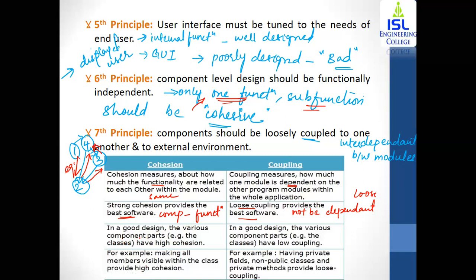In a good design, the various component parts, for example the different classes, have high cohesion. Whereas in a good design, various component parts should have low coupling. Now, an example of cohesion is making all members visible within the class, which provides high cohesion. Whereas having private fields, non-public classes, and private methods provides loose coupling. That is, the other components are not dependent on the features of another component.